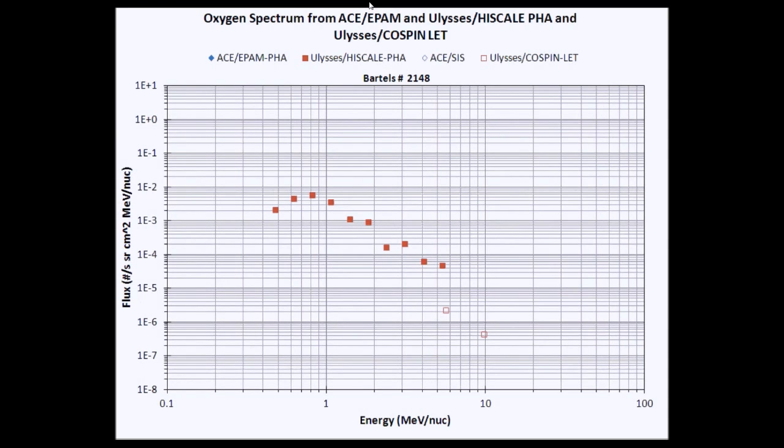To be sure, the agreement seen in the previous slide is not always so tight. Here we show Bartels rotation average spectra for the duration of the Ulysses mission, from late 1990 until its mission end in the middle of 2009. Where the data from ACE EPAM are available, we plot those as well.